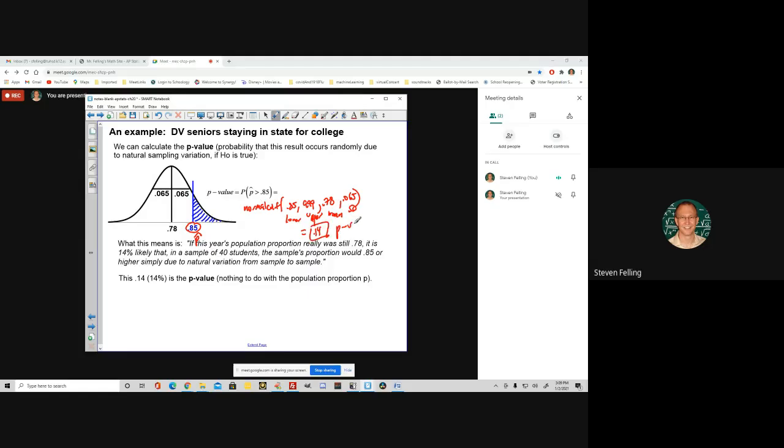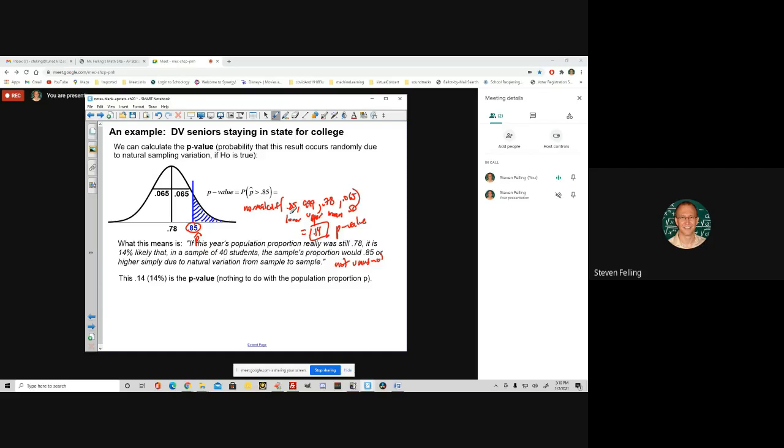This value here is called the p-value, not to be confused with p for the population value. It's unfortunate they both have p's, but that's why in this course I always write it p-value to keep it separate from p for the population. What that means is if this year's population, the percentage of seniors staying in state, is still the historic 78%, there's a 14% chance of us having our 85% in our sample just due to chance, right? And that's not unusual. Remember, we said it would have to be less than 5% chance for it to be considered unusual.